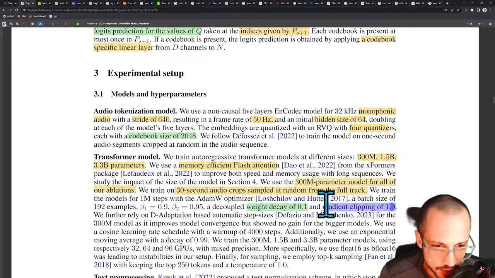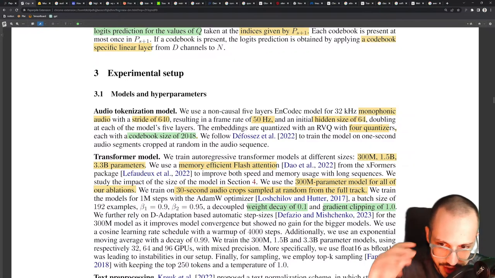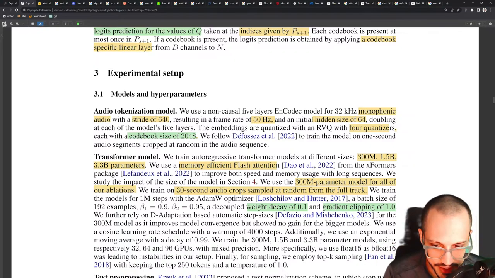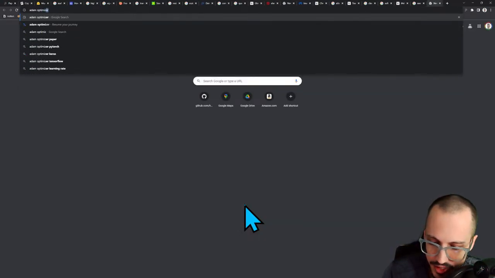Gradient clipping of 1.0. Gradient clipping means that whenever they're pushing gradients into the different parameters of the neural net, your gradient tells you how much you need to change that little parameter, and you can clip it, which means you can say, hey, don't ever change the values of these weights by more than some number. We further rely on D-adaptation-based automatic step sizes, which for the 300 million parameter model improves convergence, but showed no gain for the bigger models. So I think step sizes here refers to the step size in the AdamW. Any gradient descent is taking steps, and the size of that step depends on your optimizer. Adam optimizer GIF.